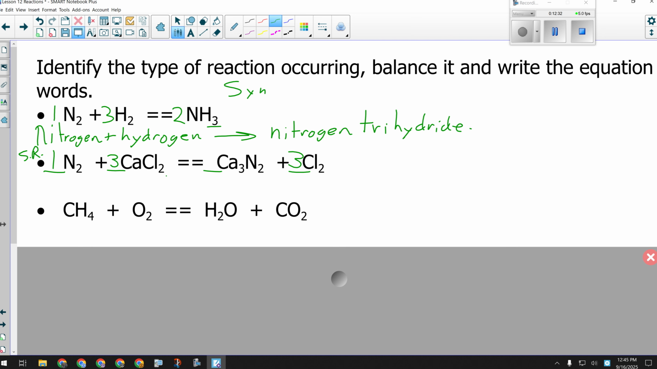Okay, so writing this out in words, nitrogen plus calcium chloride gives calcium nitride plus chlorine.